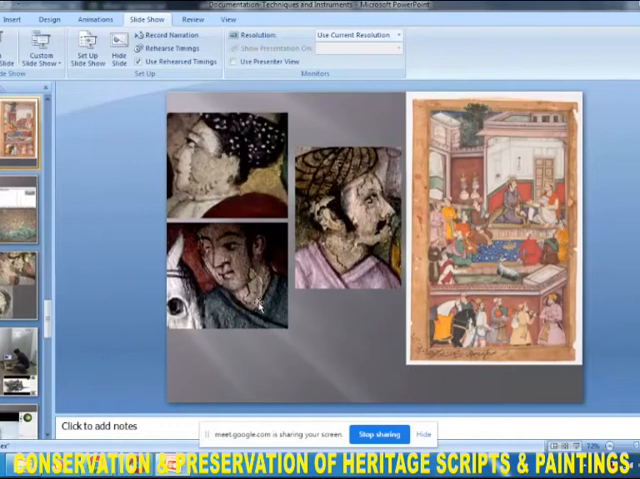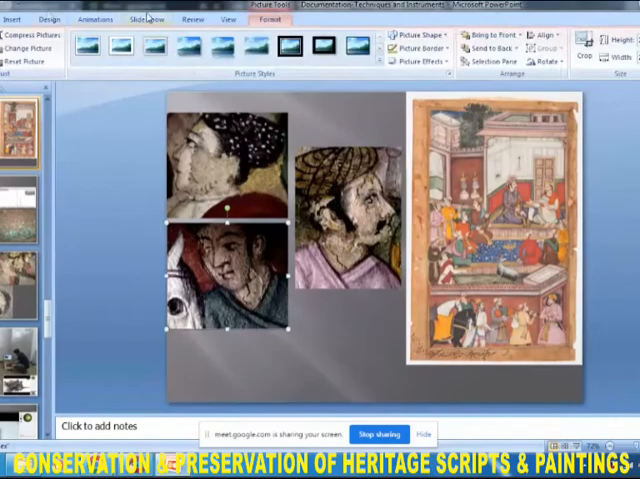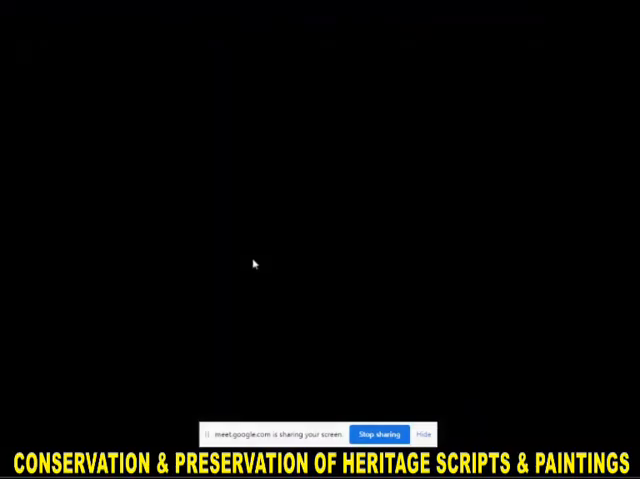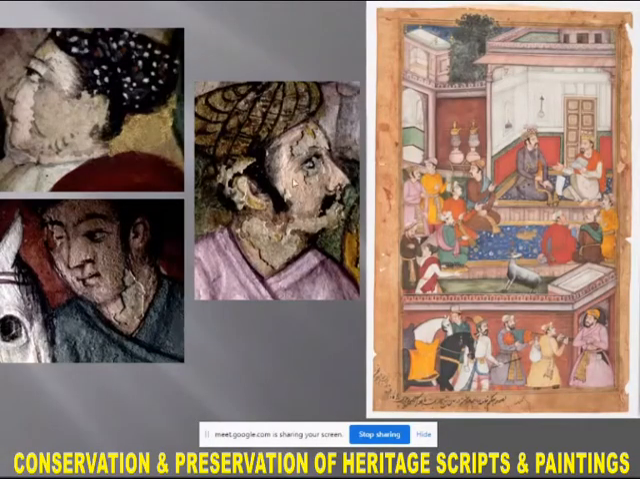As you can see, in areas like this, when an object has this much damage, it is very important to first consolidate the paint layer. Instruments like a nebulizer are far more easily available, and it's a very handy tool in the hands of an expert conservator to first consolidate the paint layer so that it doesn't flake off further.